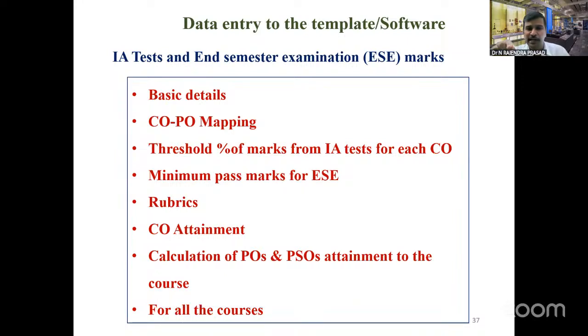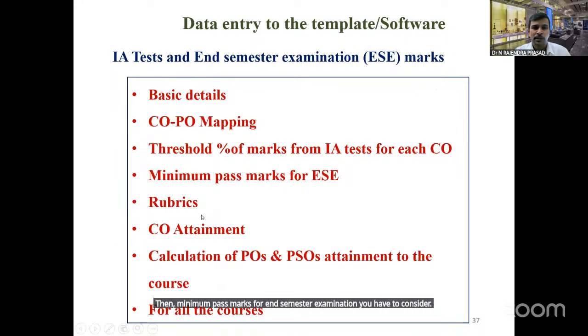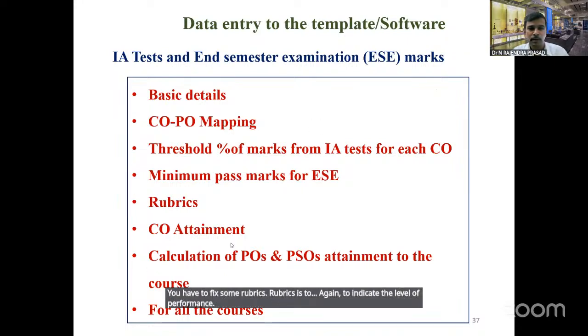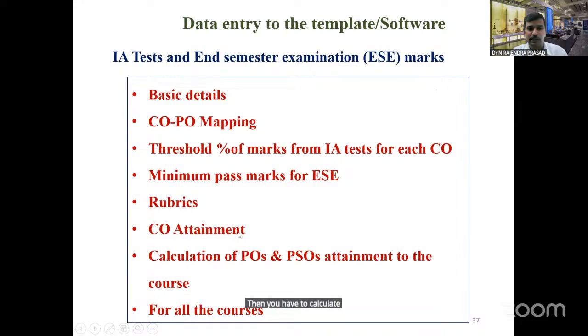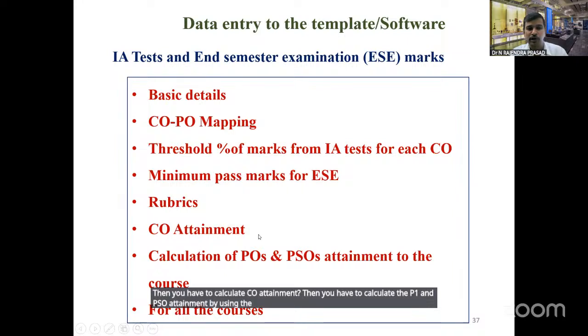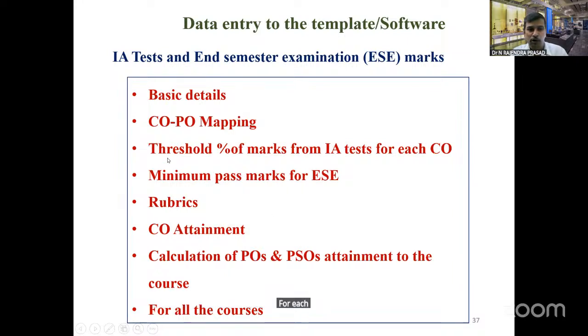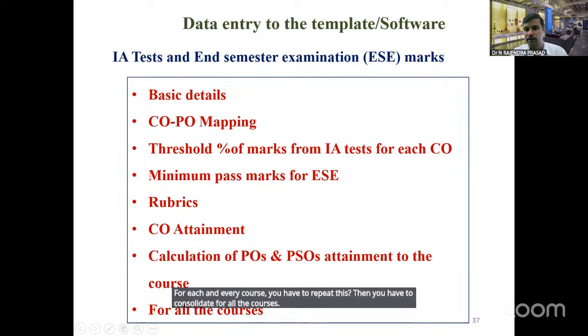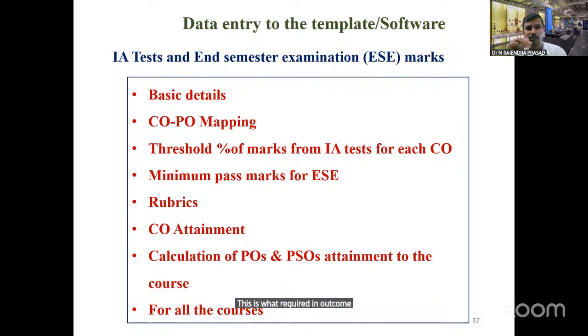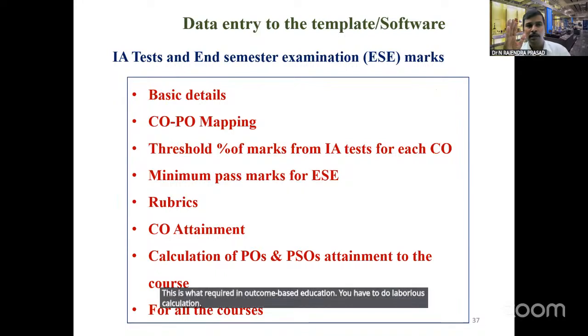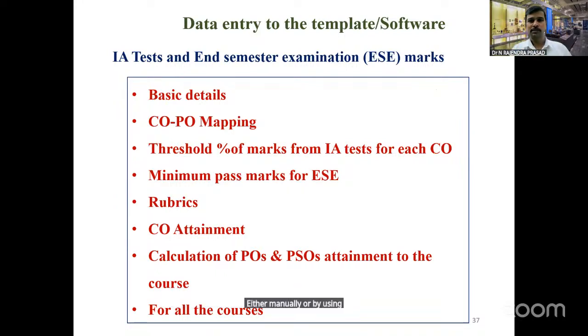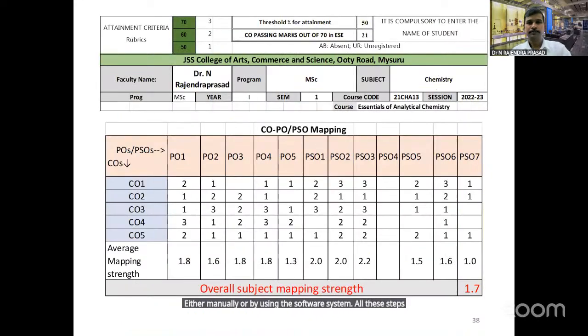Then you have to consider the minimum pass marks for the end semester examination. You have to fix some rubrics, which again indicate the level of performance. Then you have to calculate CO attainment. Then you have to calculate the PO and PSO attainment by using the calculated CO attainment. For each and every course, you have to repeat this. Then you have to consolidate for all the courses. This is what is required in outcome-based education. You have to do laborious calculation, either manually or by using the software system. All these steps you have to follow.